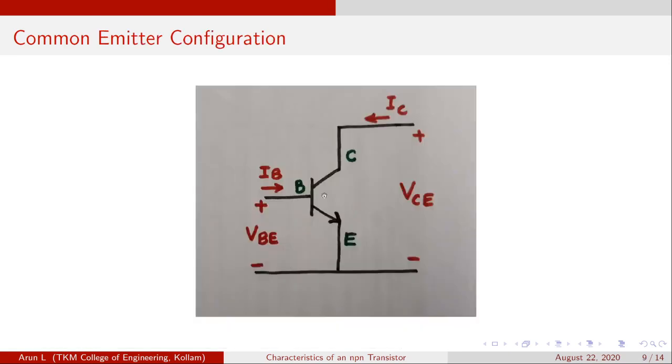Now coming to common emitter configuration. So here emitter terminal will be common to our input as well as output, and these are the terminal quantities. So our input voltage will be VBE and input current will be IB. This we will use for plotting input characteristics.